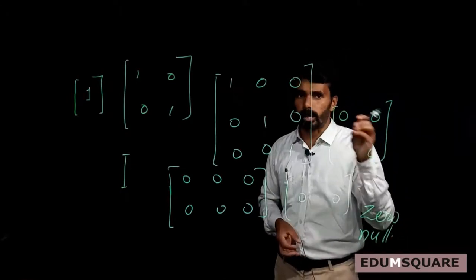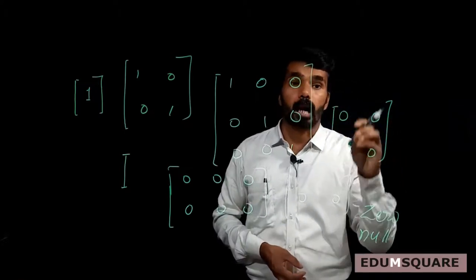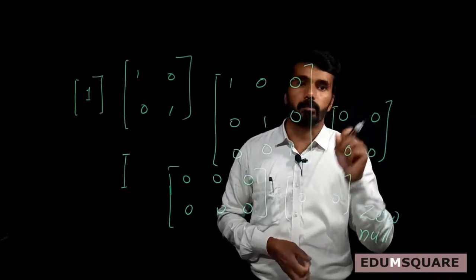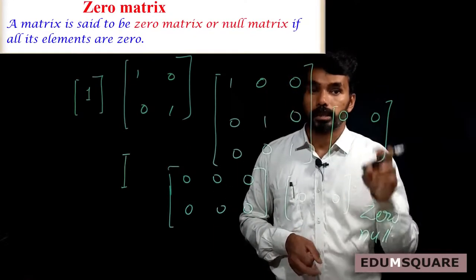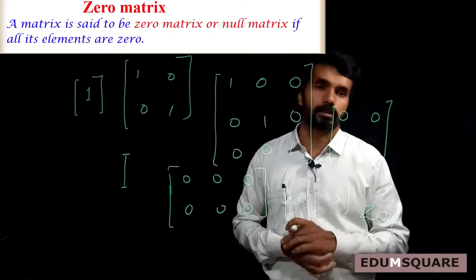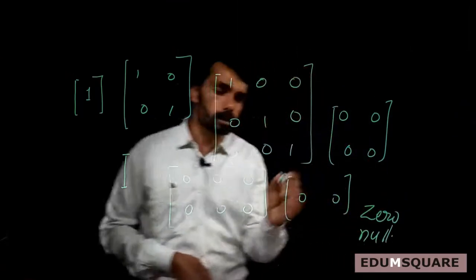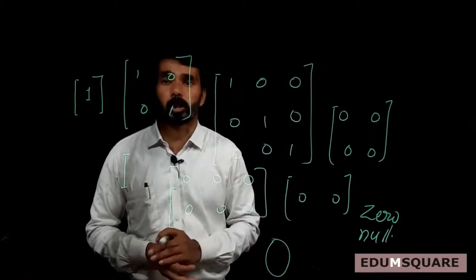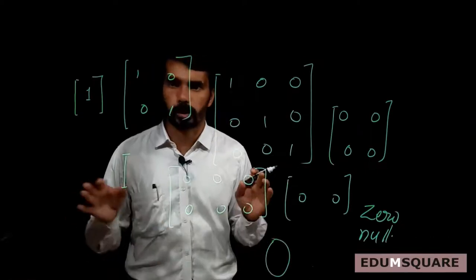So a zero matrix or null matrix means a matrix in which all the elements are 0. That is, a matrix is said to be a zero or null matrix if all its elements are 0. A zero matrix is denoted by the letter O. Again, the order of a zero matrix is clear from the context, so there is no need to mention the order of a zero matrix.